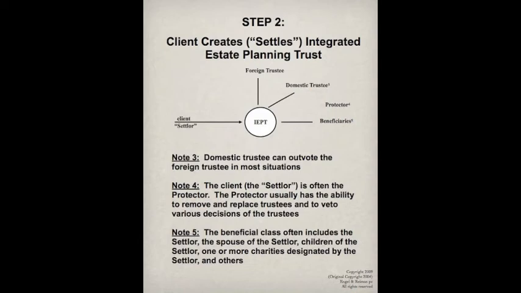Note 5 tells us, next to beneficiaries, the beneficial class often includes the settlor, the spouse of the settlor, children of the settlor, one or more charities. In other words, we have a discretionary trust. Trustees determine who gets how much when. No beneficiary has an ascertainable interest.